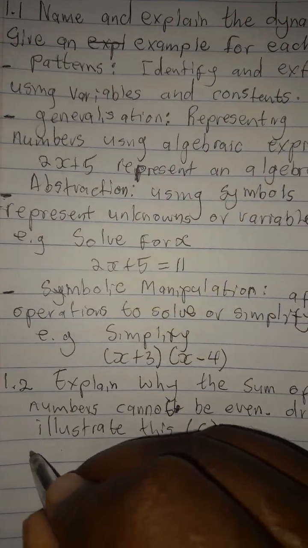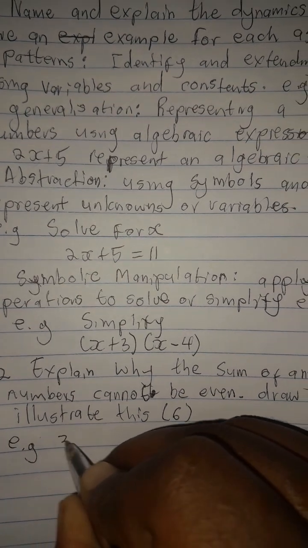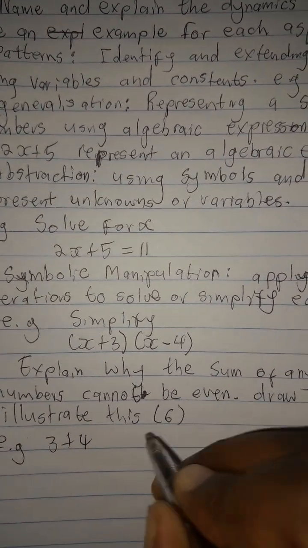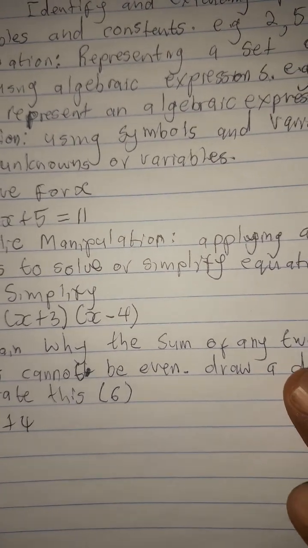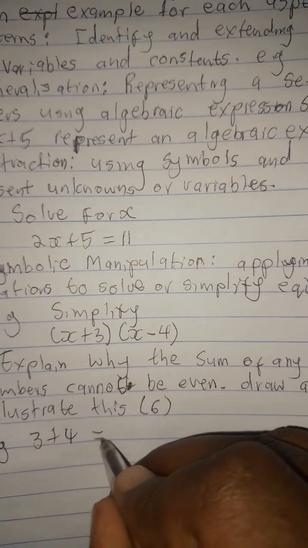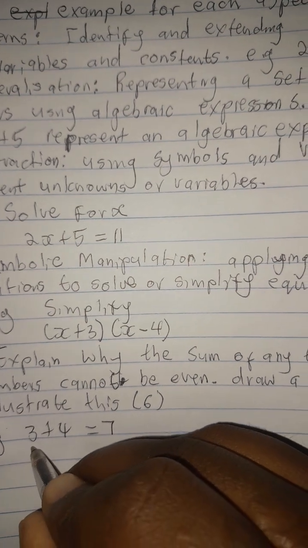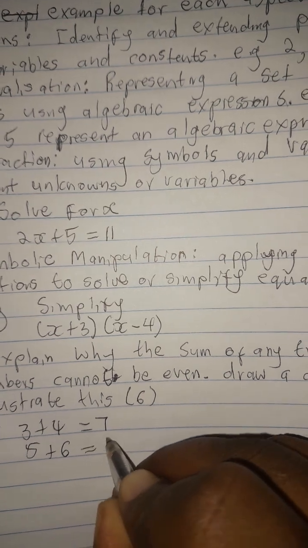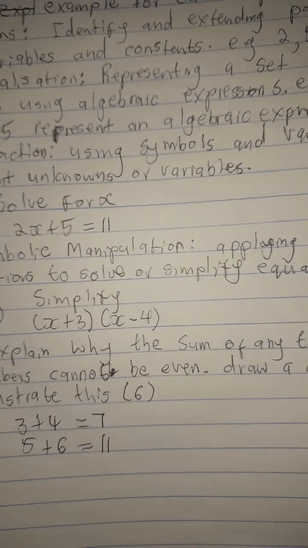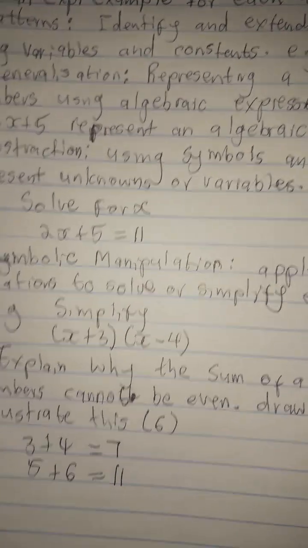For example, let's say 3 plus 4. In this case, you have 3 plus 4. What is that? That will be 7. And let's say you have 5 plus 6. What is that? That is 11. So I've explained, and now I've shown with examples.